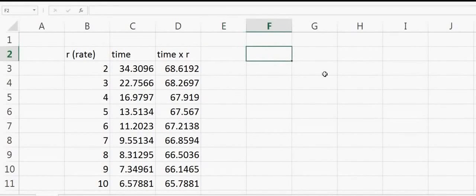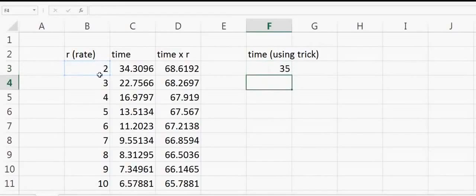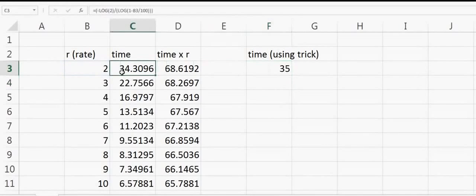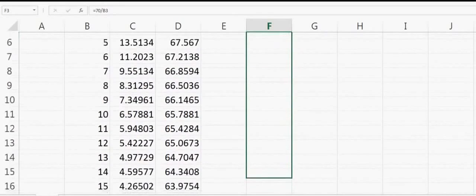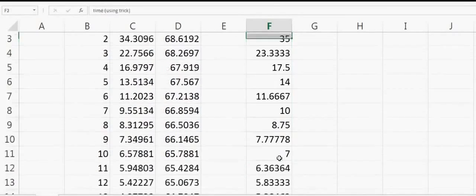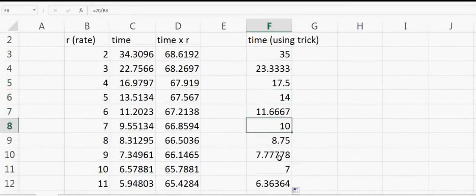So now if we calculate this using the trick, what should be the time using the trick? That should be equal to 70 divided by rate, that's 35 years. So you can see that originally we were calculating 34 years, but by using the trick it's 35 years, so it's a very close approximation. And we can keep doing this for all the rates, and we can see that the numbers are very close to each other.